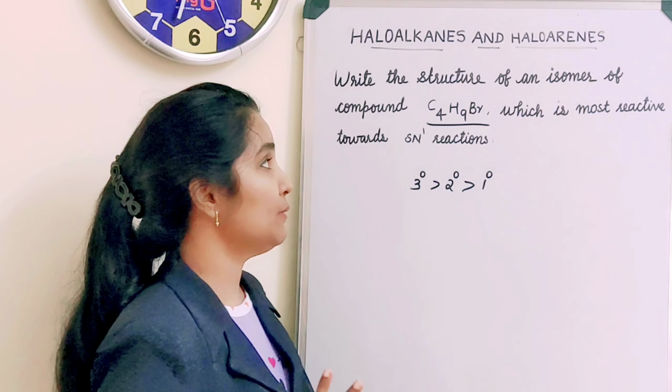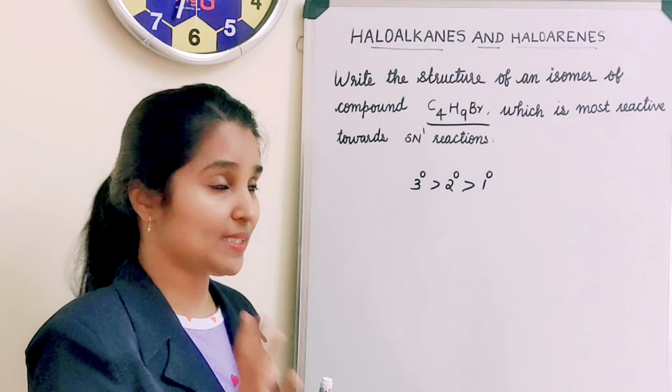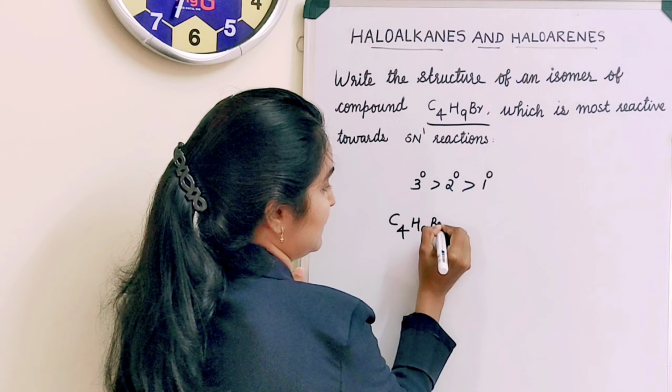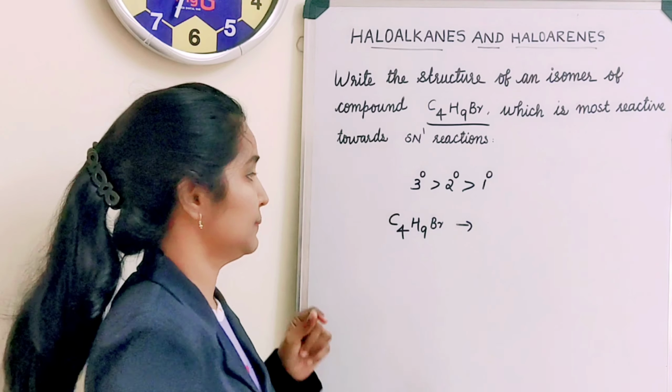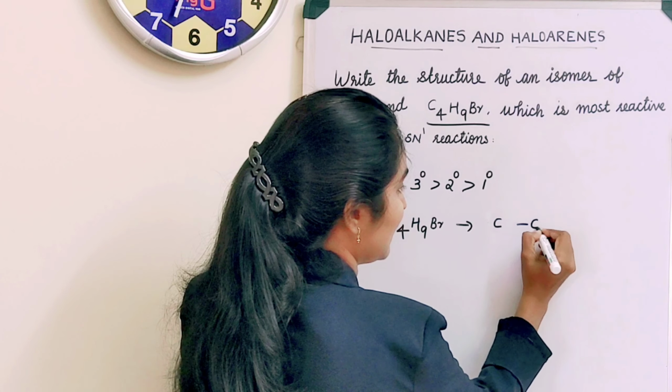And the given compound is C4H9Br. So what is the question given? Write the structure of an isomer of compound C4H9Br which is most reactive towards SN1 reactions. So first we have to know what this compound is. So write the compound C4H9Br. Okay. Let's make it simple. C4, four carbon atoms are there.